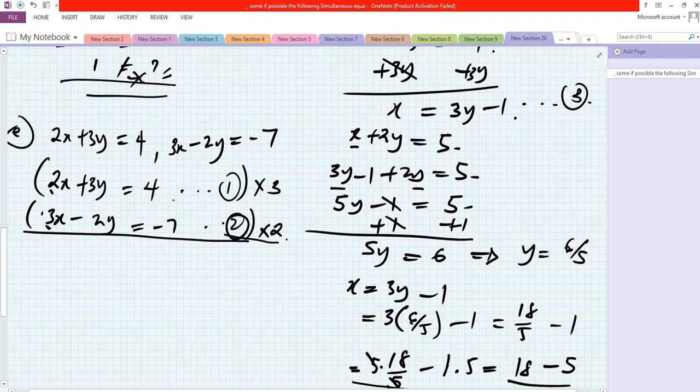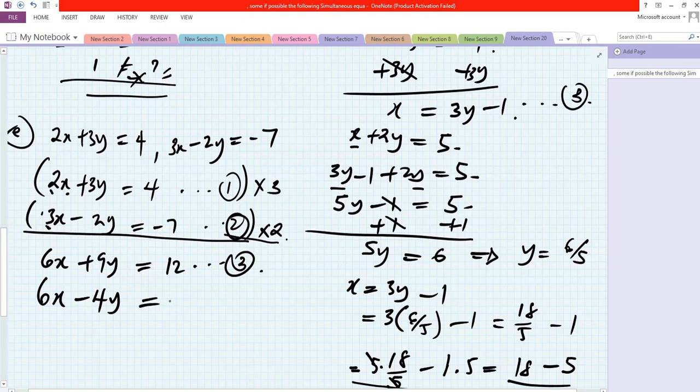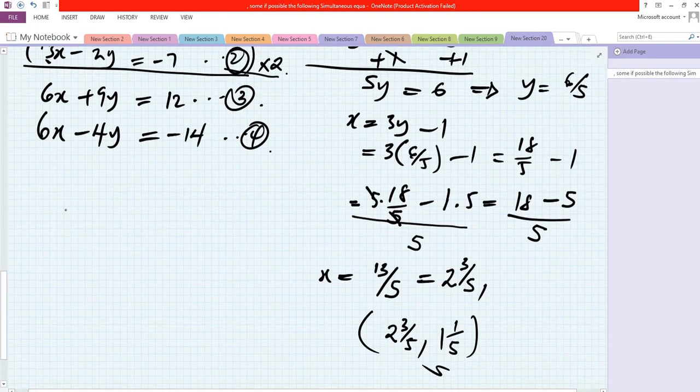If we multiply 3 to this, we have 6x plus 9y equal to 12. This is equation 3. Now, if we multiply 2 to this, it says 6x minus 4y equal to 14. Equation 4. So this is the elimination method.